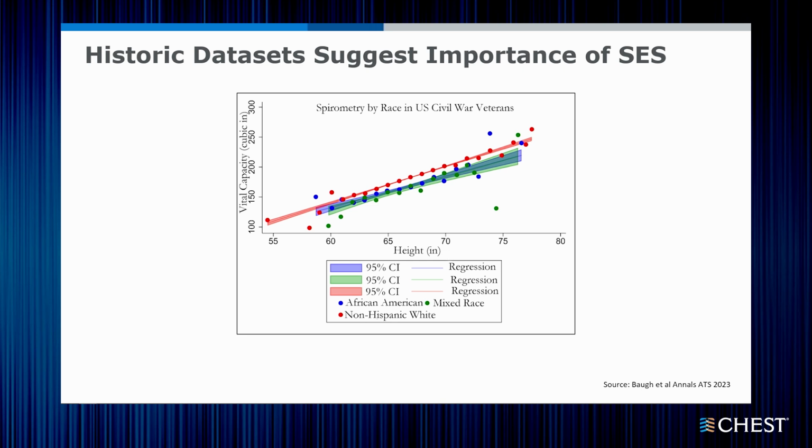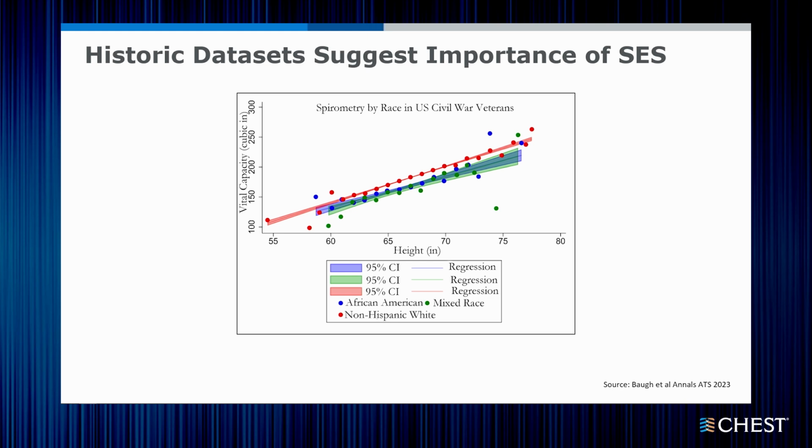Mixed race people, because of the single drop rule, were treated exactly the same as black people, and many of them were also enslaved, right? And so it seems that this social difference was more determinative of their lung function than the genetic difference.